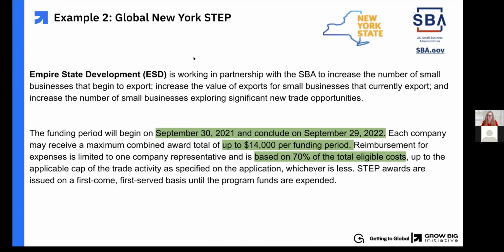The award in New York is a lot higher than California. It is up to $14,000 per funding period, but the reimbursement is based on 70% of total eligible cost. So you'll have to spend $20,000, complete the activities, and then apply for reimbursement for the $14,000, given that you were pre-approved after you submitted your application.